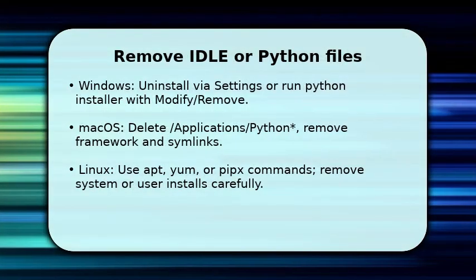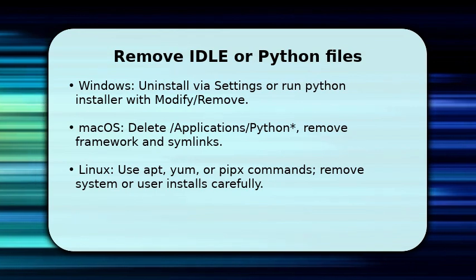You now perform the removal. On Windows, choose the Python entry and select Modify or Uninstall, ensuring the tkinter/IDLE checkbox is addressed. Run the installer again if needed to change components.